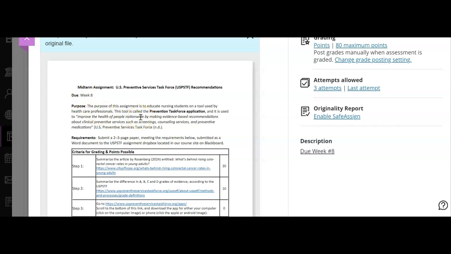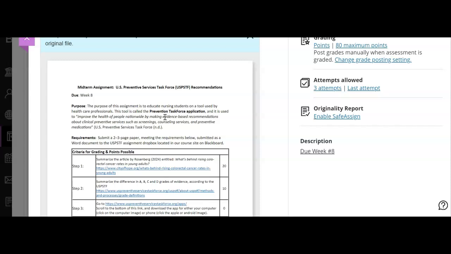And the purpose of this is to educate you on a tool used by healthcare professionals, nurses, physicians, all kinds of healthcare professionals. It's called the United States Preventive Service Task Force recommendations. But our tool, how we find it, is the Prevention Task Force application. It's used to improve the health of people nationwide, so in our country, by making evidence-based recommendations about preventive services.